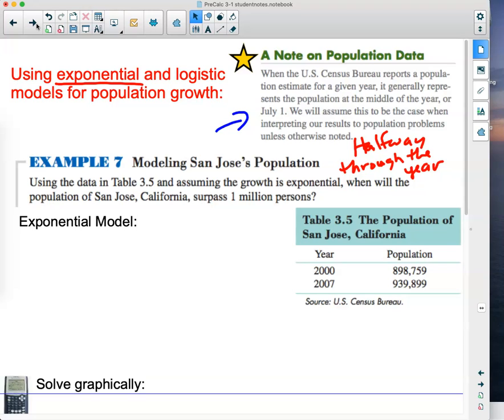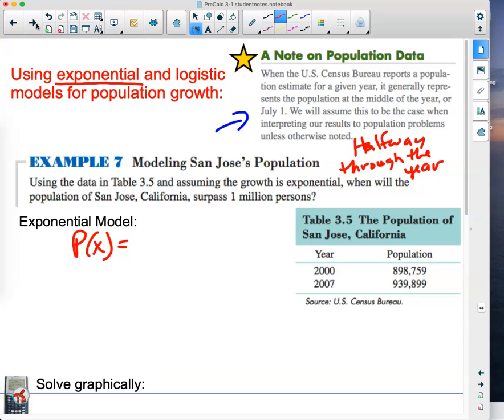So example 7 says modeling San Jose's population using the data in table 3.5 and assuming the growth is exponential. When will the population of San Jose, California surpass 1 million persons? Well, the first thing to do would be to think, okay, how do we set up an exponential model? And I'm going to go ahead and call it f of x since it didn't give us specific names that they wanted here. Actually, let's go with P of X because it's a population model. So we'll go with P of X just to give it some content specific information.